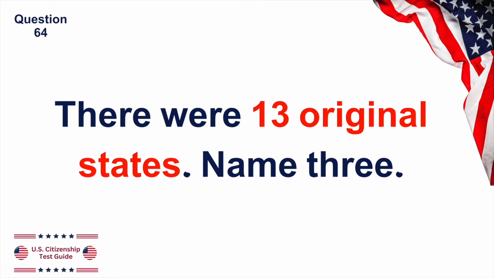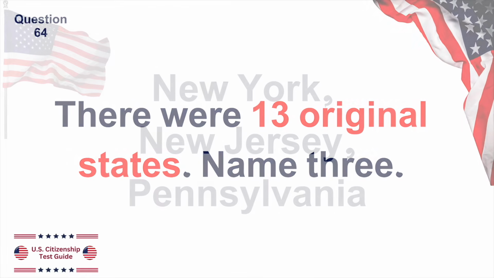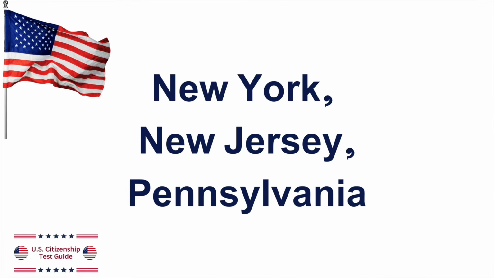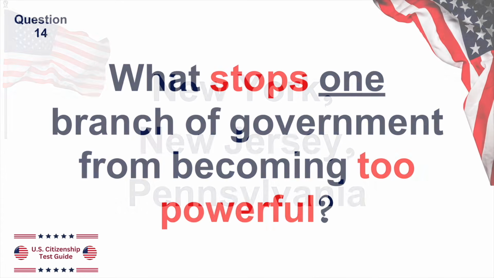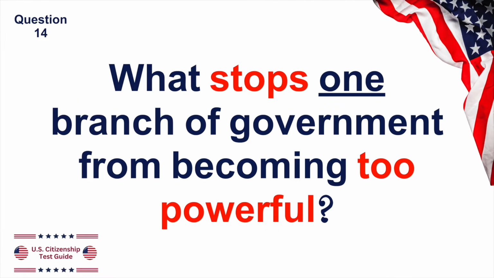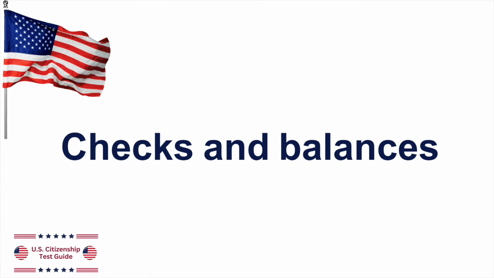There were 13 original states. Name 3. New York, New Jersey, and Pennsylvania. What stops one branch of government from becoming too powerful? Checks and balances.